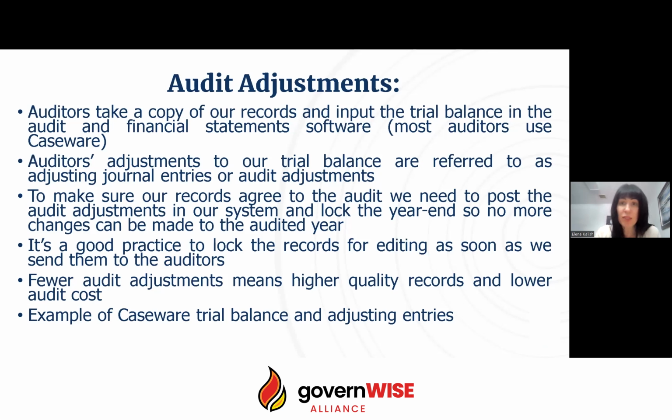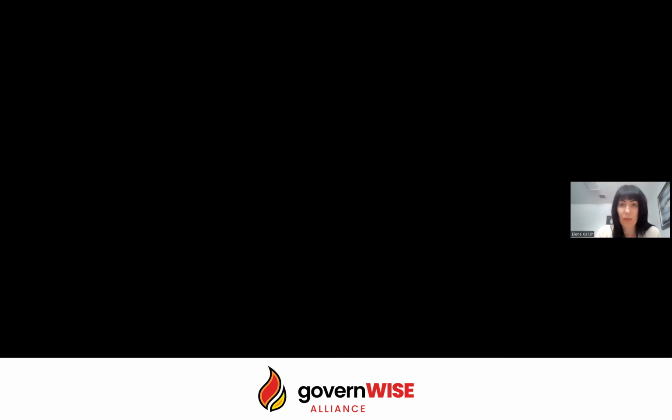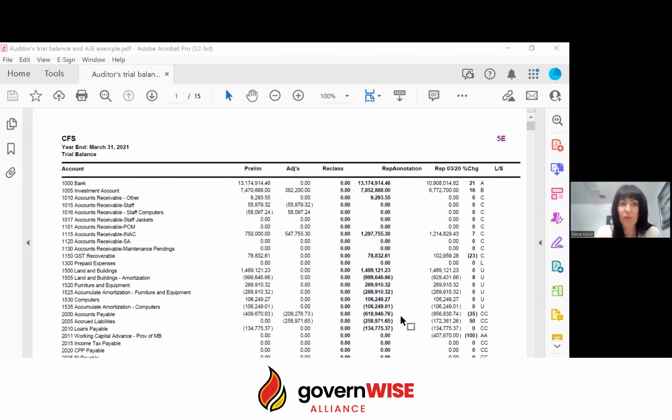Okay, so let's look at examples here of a case where trial balance and adjusted journal entries. The auditor's adjustments are referred to as adjusted journal entries. Okay, so I'm using Child and Family Services Agency as an example here. And this is a case for trial balance. Very typical look. So when you get it from your auditors, it should look familiar after you look at this.